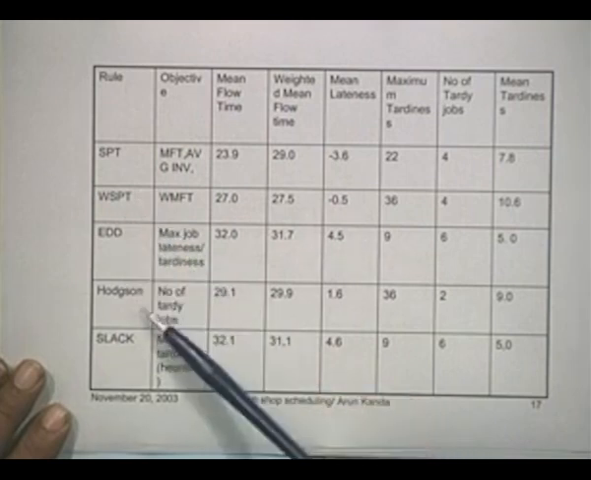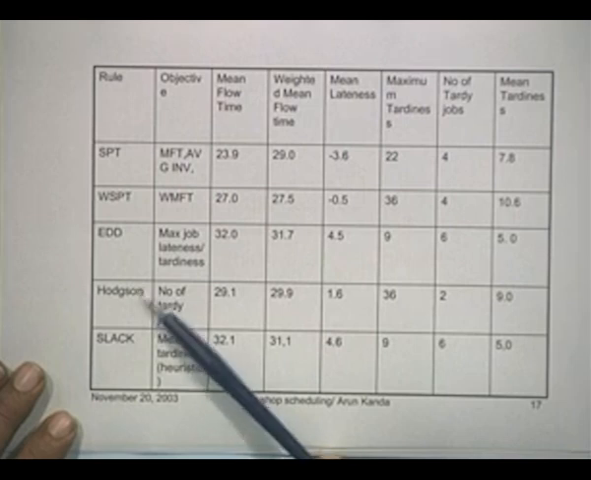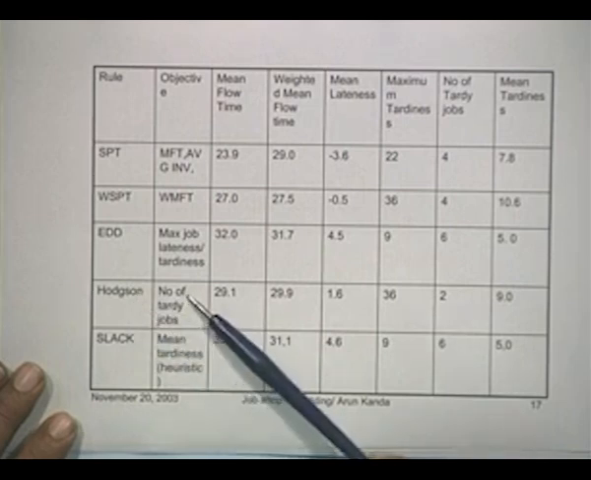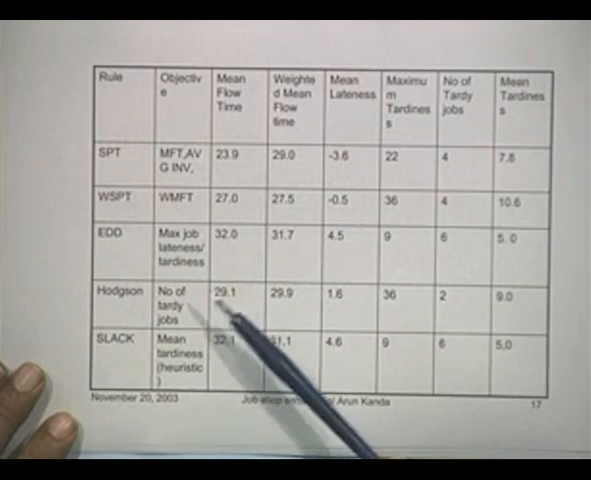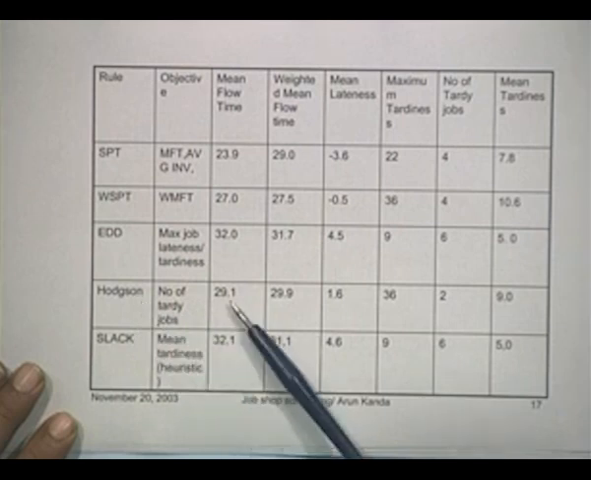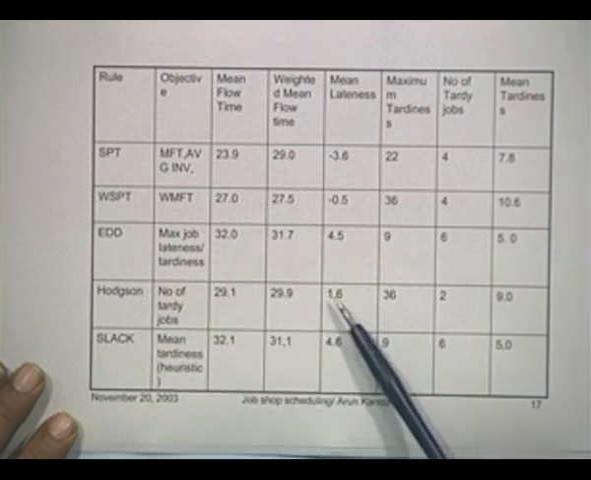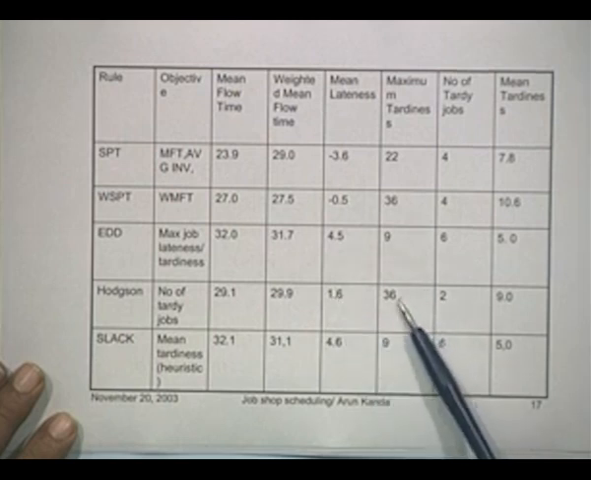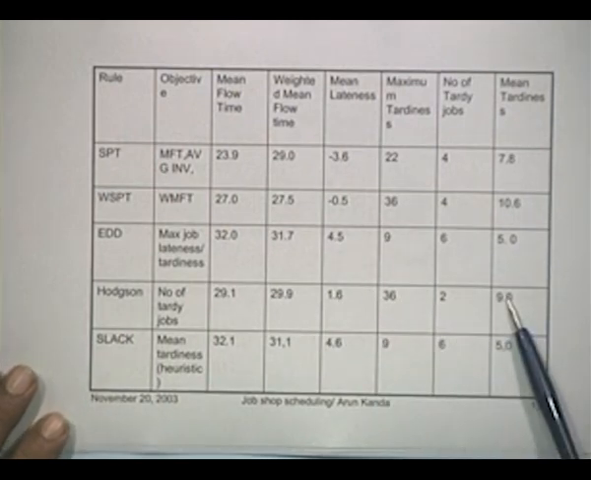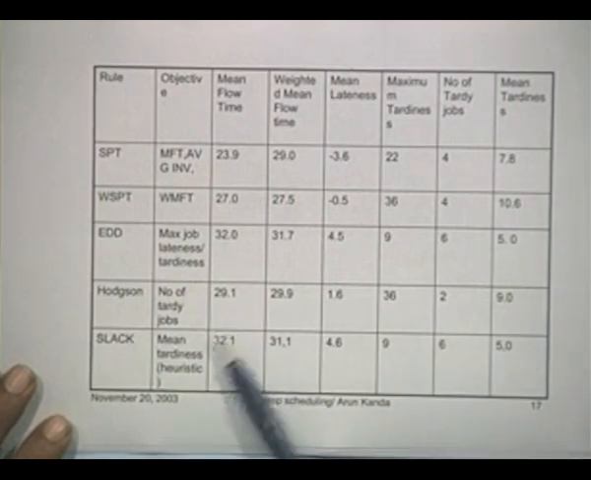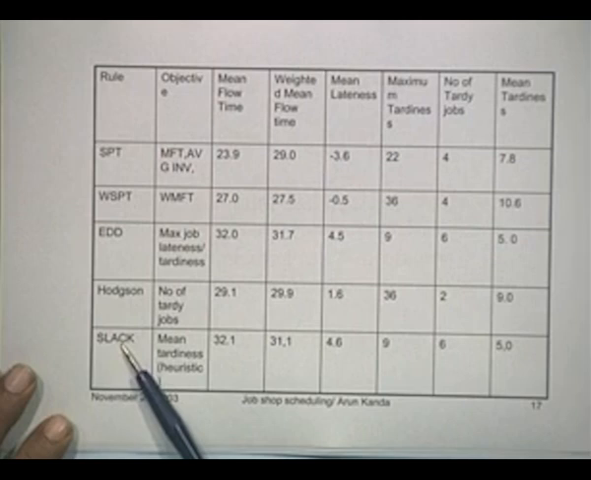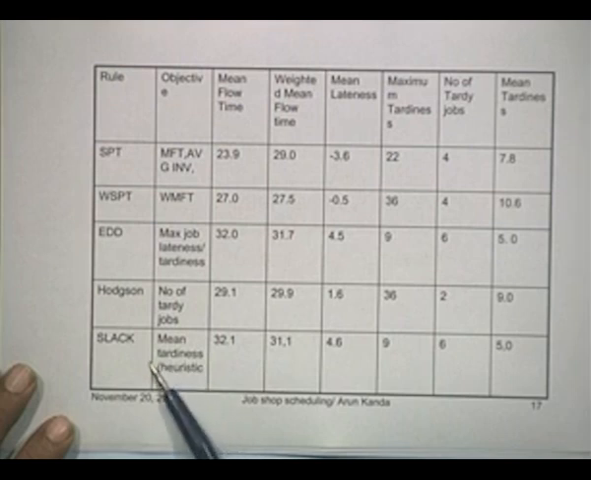Then the fourth kind of rule which is important is what we call Hodgson's rule. In Hodgson's rule, the objective is to minimize the number of tardy jobs. So corresponding to this rule, you have the mean flow time, the weighted mean flow time, the mean lateness, the maximum tardiness, the number of tardy jobs and the mean tardiness values which are shown here. And then finally the slack. Slack is a heuristic which tries to minimize the mean tardiness, and these are the corresponding values.